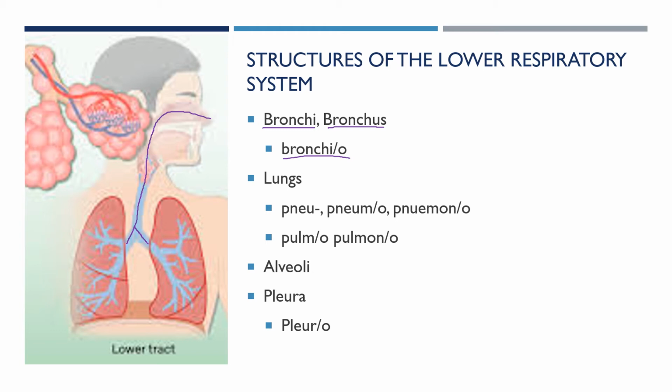From the bronchi, it'll travel into smaller structures, small bronchi, and just like in the cardiovascular system, where arteries went into small arterioles, bronchi go into small bronchioles. So small bronchi are bronchioles.